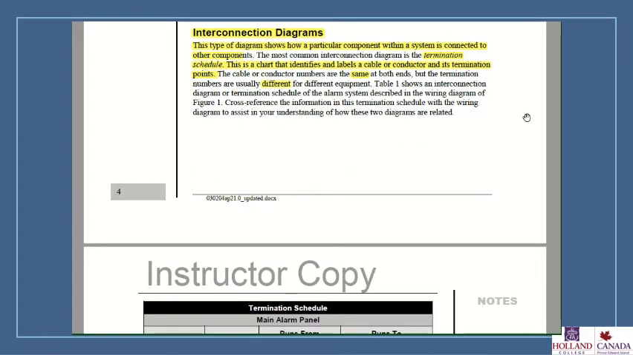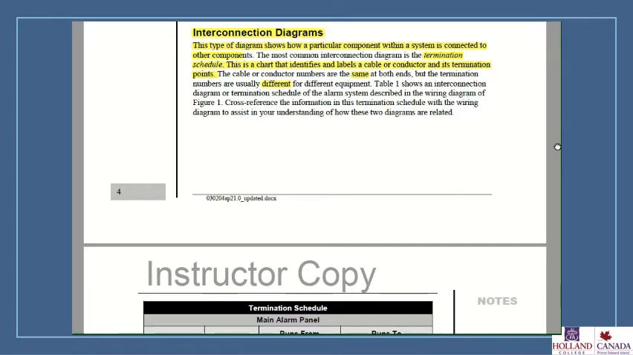Interconnection diagram. This type of diagram shows how a particular component within a system is connected to other components. The most common interconnection diagram is the termination schedule. This is a chart that identifies and labels a cable or conductor and its termination points. The cable or conductor numbers are the same at both ends, but the termination numbers are usually different for different equipment.